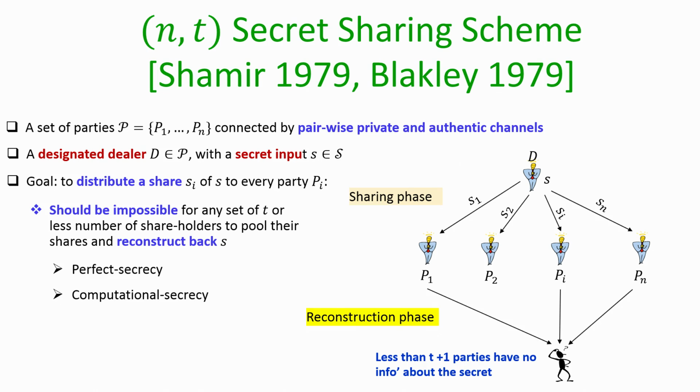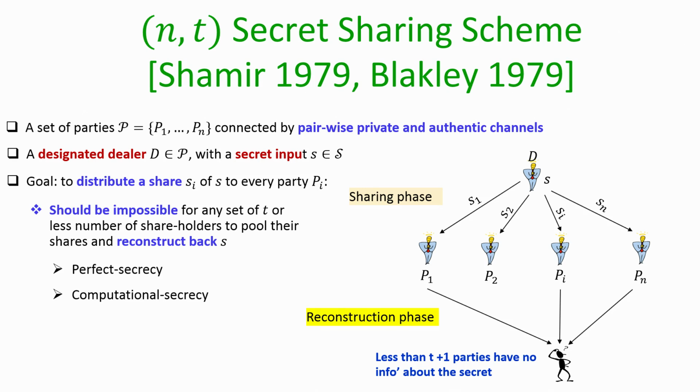Now, we require the following properties from this distribution of shares. We require that it should be impossible for any set of t or fewer shareholders to exchange their shares and reconstruct the secret S. And depending upon whether the set of t shareholders who are trying to reconstruct the secret are computationally bounded or computationally unbounded, we achieve either perfect secrecy or computational secrecy.